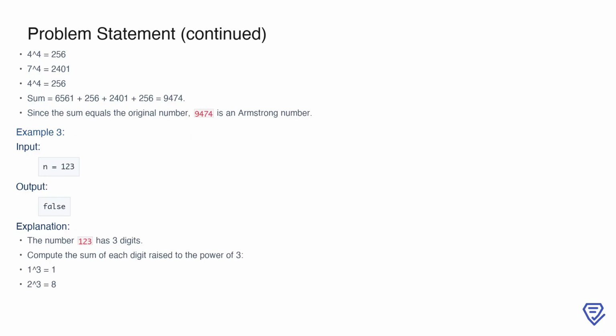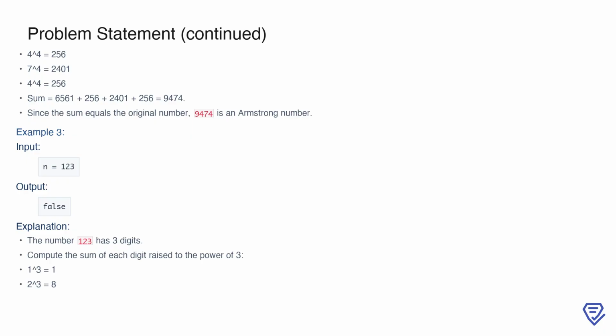The second digit is 4, and 4 raised to the power of 4 equals 256. The third digit is 7, which when raised to the power of 4 results in 2401. Finally, the fourth digit is again 4, and raising it to the power of 4 gives another 256. Adding these values together, 6561, 256, 2401, and 256, we get a total of 9474. Since the sum equals the original number, 9474 is also an Armstrong number.